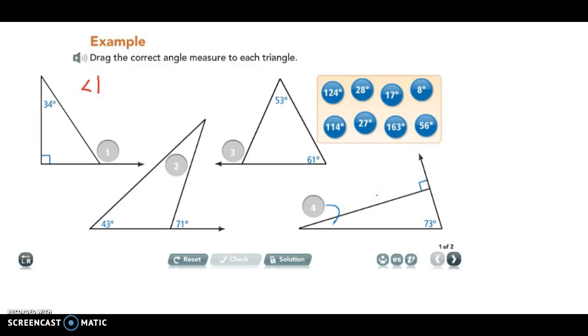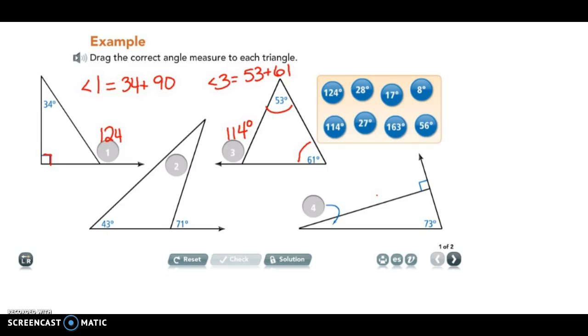So the measure of angle 1 is going to equal the 34 plus this one right here. This little box means 90. So we can just add those together and we can get 124 for measure of angle 1. We're going to skip over here to measure of angle 3. So measure of angle 3 we know is going to equal our two interior remote angles. So we have 53 plus 61. So we know that the measure of angle 3 is going to be 114 degrees.